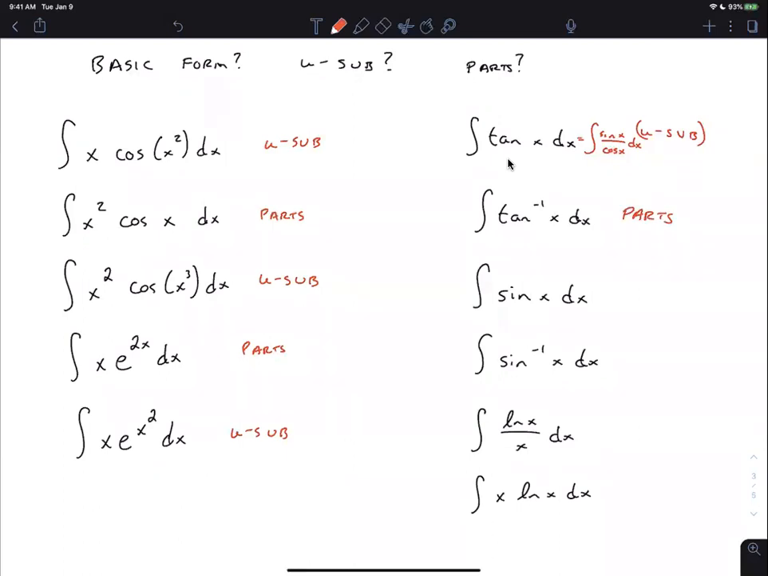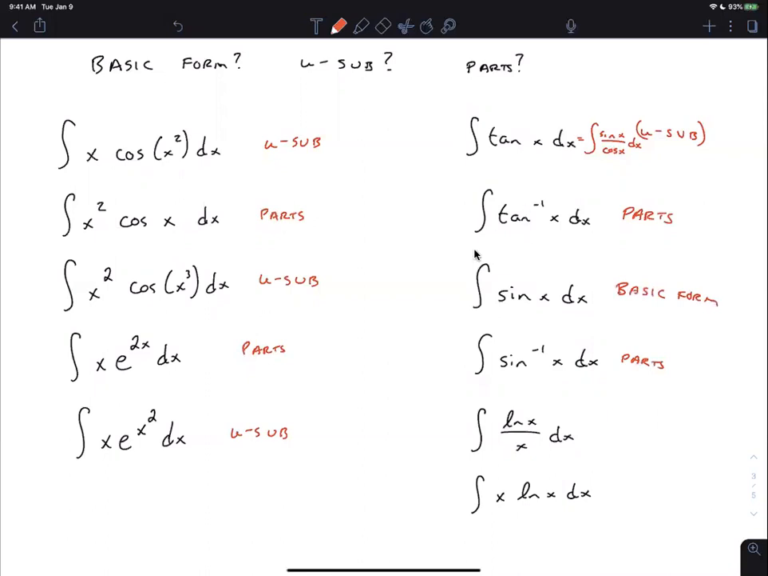So sine x, basic form, yep. The integral of sine x is negative cosine x. And then inverse sine is parts, where you do it basically like inverse tangent, and you guys will try that on the homework.